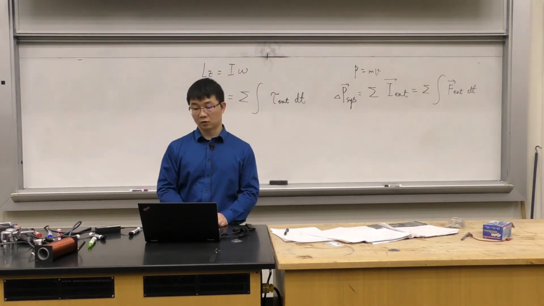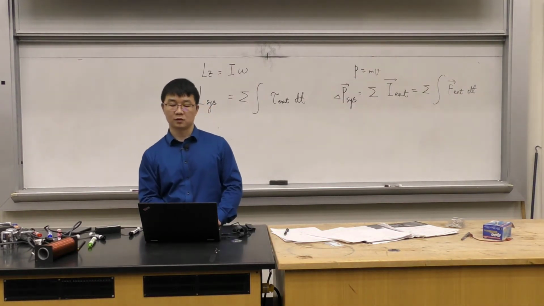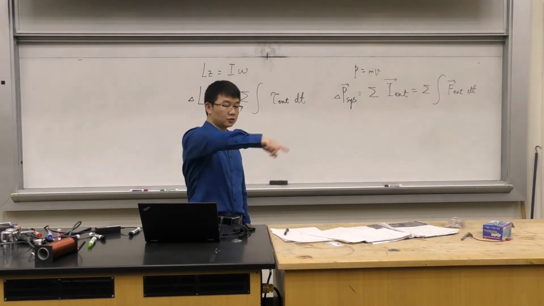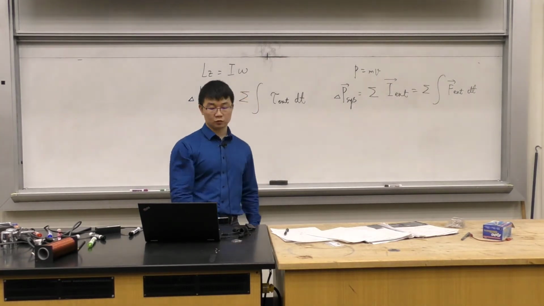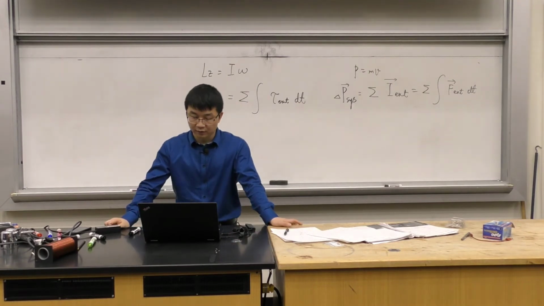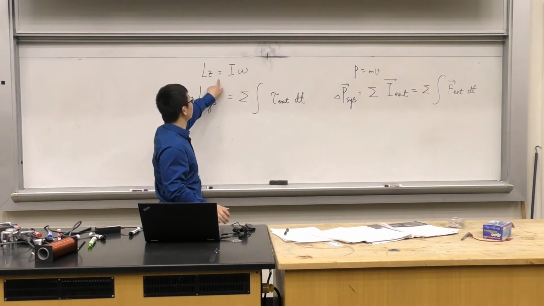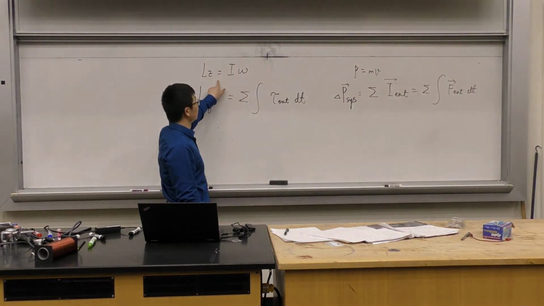It's very non-intuitive, right? As I said last time, if the thing is rotating this way, actually the angular momentum is perpendicular to the rotation plane. So in this class, we're just going to use this simplified expression. So you just do I times omega.